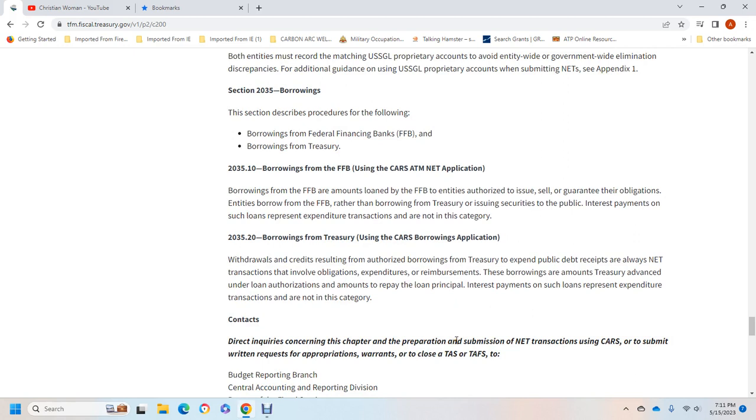2035-20, borrowings of the Treasury used in the CARS borrowing application, the withdrawal of the credits resulting from the authorized borrowing for the Treasury expended public debt receipts other than the non-expenditure transfer of the transaction involved with the obligation and expenditure of the reimbursement of the borrowings or amount of the Treasury advance under loan authorization, amount of the repayment of the loan principal. The interest payment on such loans represents expenditure transactions and is not in this category.